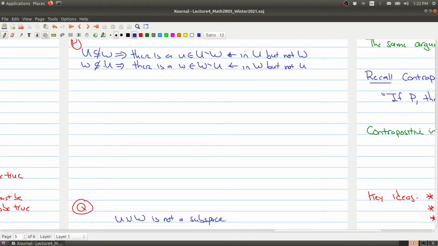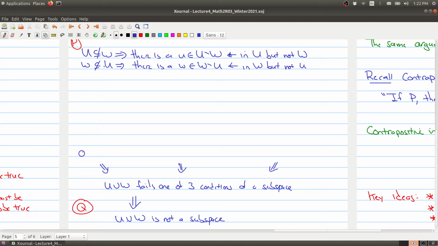Okay, and so I have to think about, well, what does it mean not to be a subspace? And I know a lot about when things are not a subspace, so I can actually argue backwards here. I know U union W is not a subspace if it fails one of the three conditions of a subspace. Okay, well, that's good to know because I can actually think about what each of those conditions are.